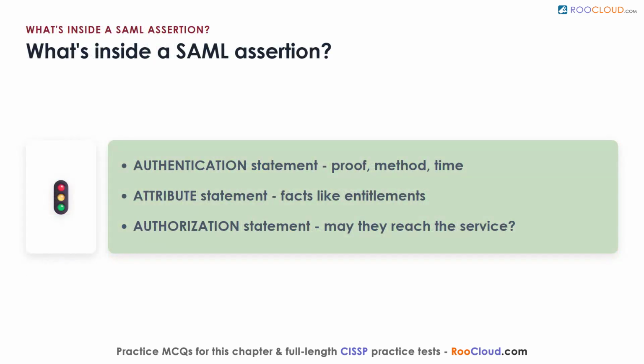What exactly does the identity provider send back? 3 kinds of statements inside those assertions. An authentication statement confirms the user proved their credentials, by which method, and at what time. An attribute statement carries facts about the user, such as their entitlements. An authorization statement declares whether the user may reach the requested service, and if not, why. Cloud providers love bundling SAML into their platforms because it hands their customers clean, ready-made single sign-on. 1 redirect, 3 answers, and the service knows exactly who it is dealing with.